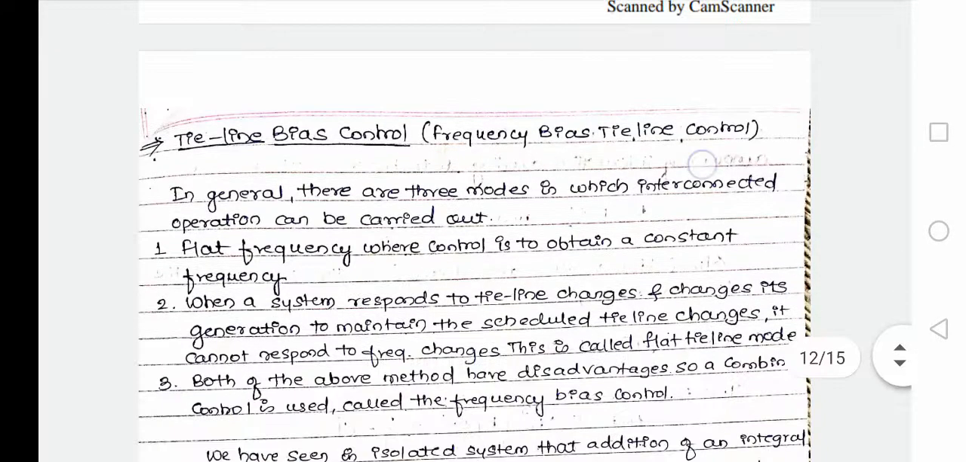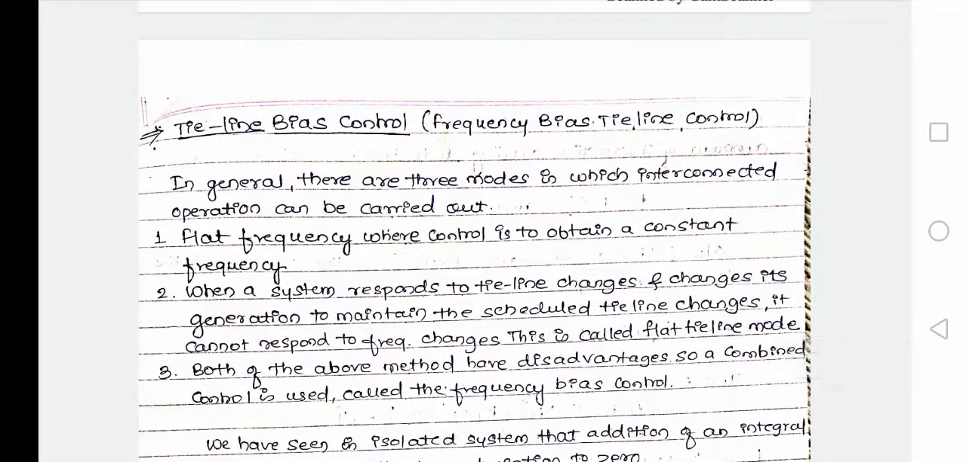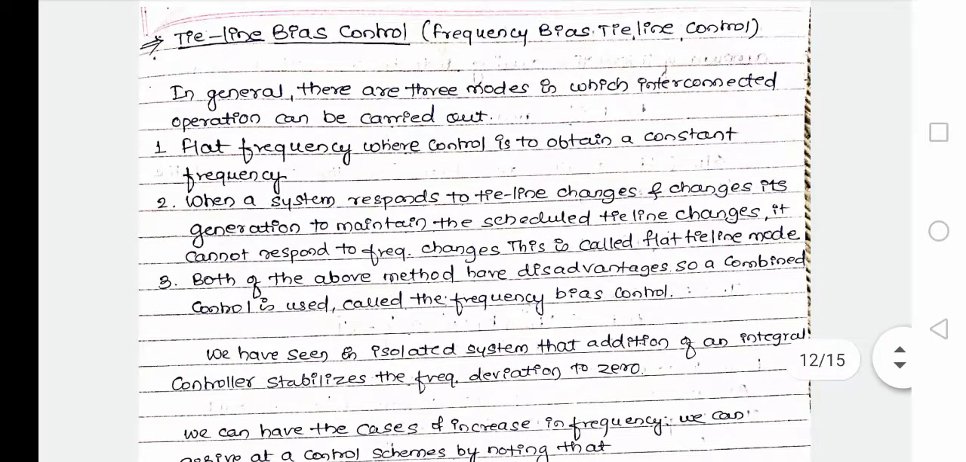Dear students, now we'll have a discussion on tie line bias control, that is frequency bias tie line control for a two area system. Here in general, if you are considering an interconnected system, then there are three modes of operation of an interconnected system which can be carried out in the following ways.